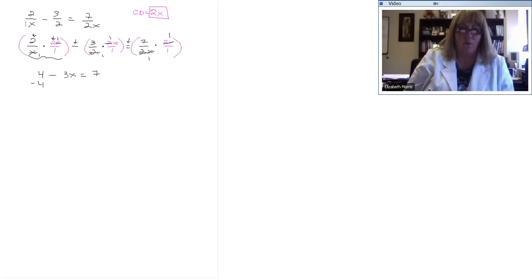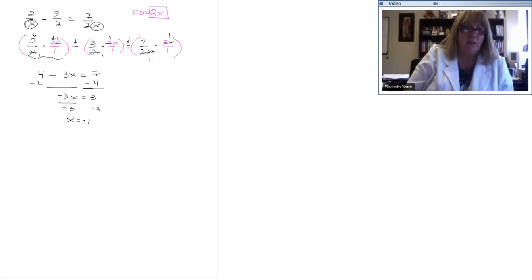Now this is a much easier thing to solve. I would move the 4 over. I get negative 3x equals 3. I would divide by negative 3, and I get x is negative 1. Done. The only thing you have to make sure of, because x is in the denominator, is that if x was equal to negative 1, that would make the denominator negative 2. As long as it doesn't make the denominator equal to 0, it's a viable answer. You have to always check for that. All right, let's look at another one.